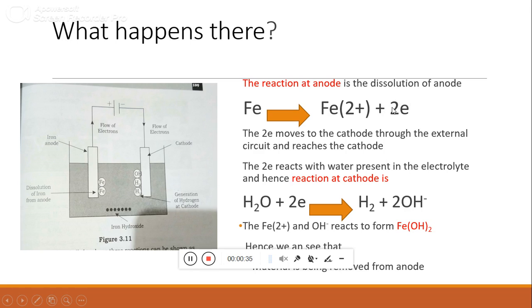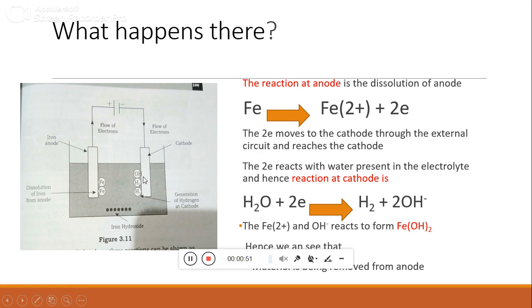Now what happens to these electrons? This one is given into the electrolyte, that is very clear. And this one, what happens to this one? This moves to the cathode through the external circuit, and it reaches the cathode. And after reaching there, what happens?